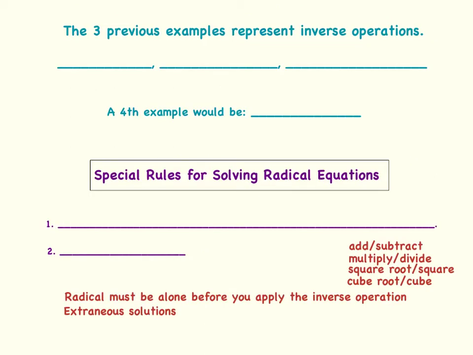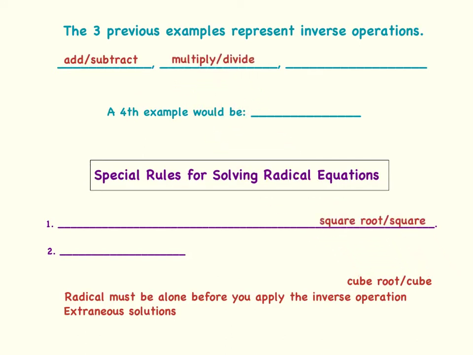The three previous examples represent inverse operations. If you need to undo addition, you subtract. If you need to undo multiplication, you divide. And if you need to undo a square root, you square it. Now with all three of these, you could do the opposite. If you need to undo subtraction, you add. If you need to undo division, you multiply. If you need to undo a square, you take the square root. Now a fourth example would be if you have the cube root and you want to undo that, then you would cube it. Now let's go over the special rules for solving radical equations.